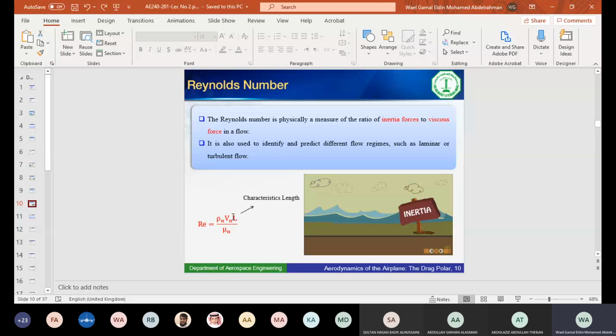Just like an aircraft taking off in a European country in the winter. The takeoff speed is small, so V is small, and the air is heavy, the viscosity is high, so that means Reynolds number is going to be low. But if the aircraft is moving fast on a hot day, that means Reynolds number is going to be very high because the speed is high and the density and the viscosity is low.